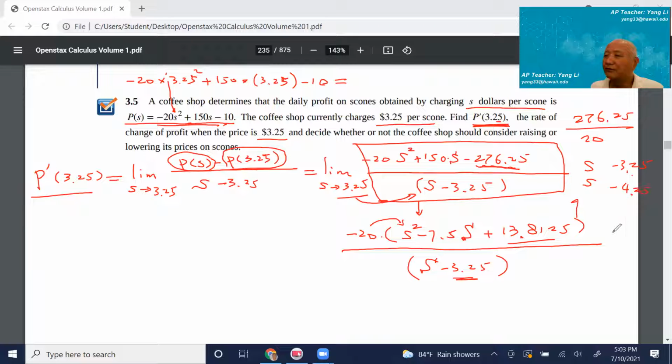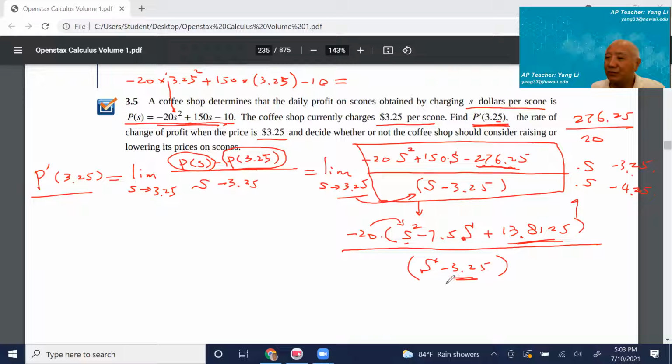So I will get, the number here will be negative 4.25. Okay. Now you can check. s times s, s squared, no problem. And this one times this one, you can do negative 3.25 times negative 4.25. You will get what? 13.8125, exactly this number, okay?